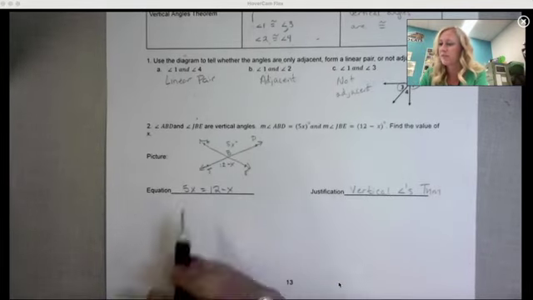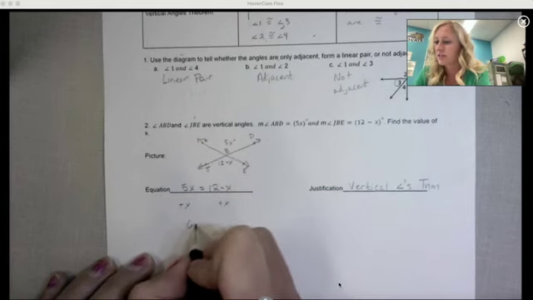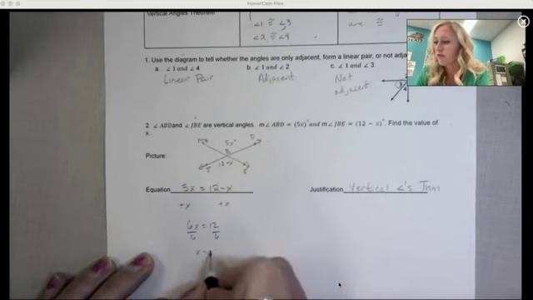It says find the value of x. I'm going to go ahead and finish this, guys. So I'm going to add x to both sides. So I've got 6x equals 12, divide by 6, and we get x equals 2.